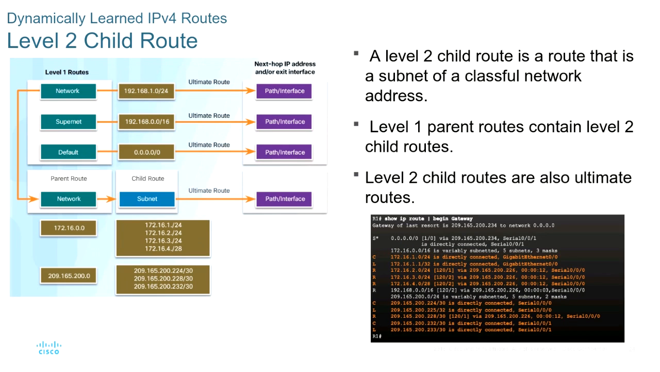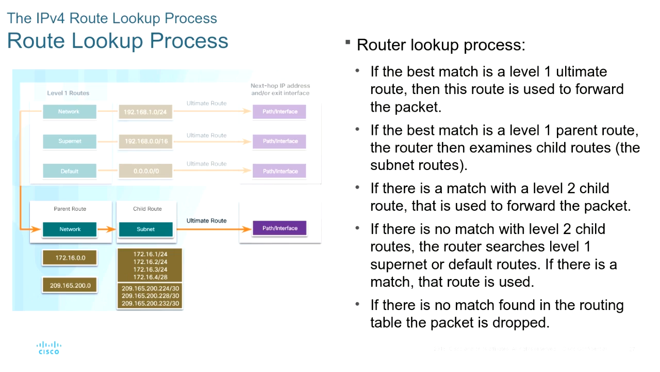A level 2 child route is a route that is a subnet of a classful network address. So we have our parent route, and then we have our child routes. Parent route level 1, child routes level 2. Level 2 routes are ultimate routes because they have an exit interface like Ethernet or serial port. So nothing confusing about this.